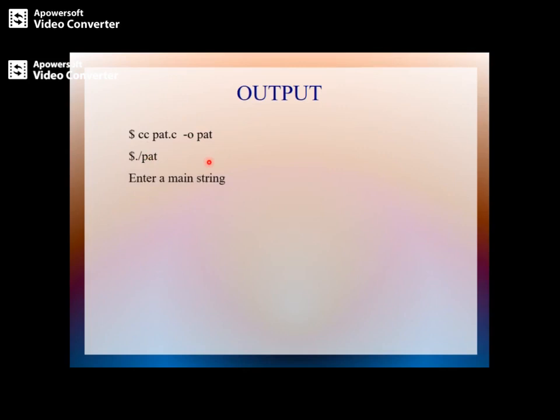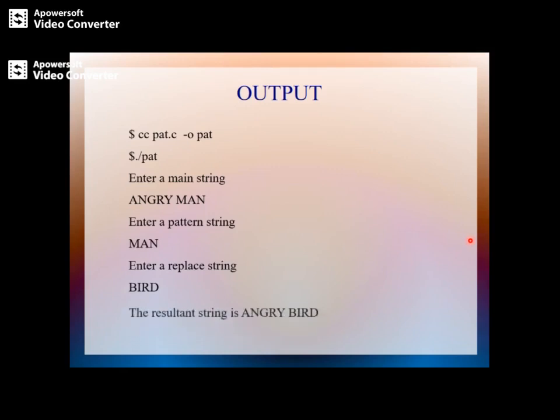After that, it will ask me to enter a main string. I will enter angry man. Then it will ask me to enter a pattern string. Because of the gets pat, I will enter man, and that gets stored in the pattern character array. Similarly, I will enter bird as soon as it asks me to enter a replace string.